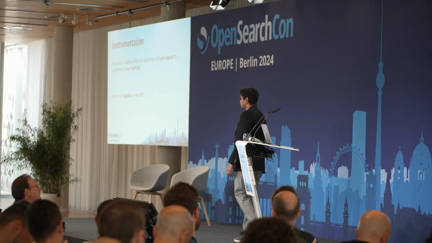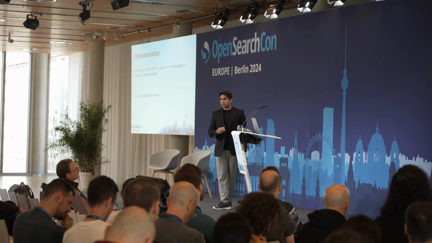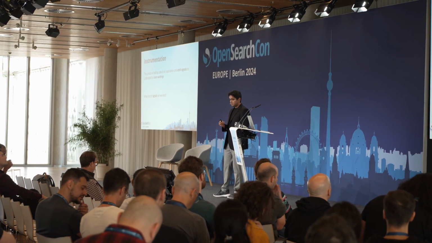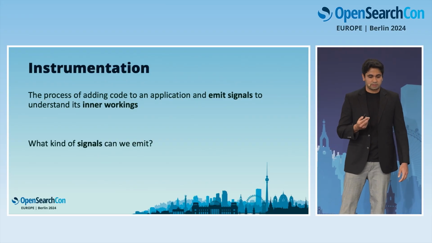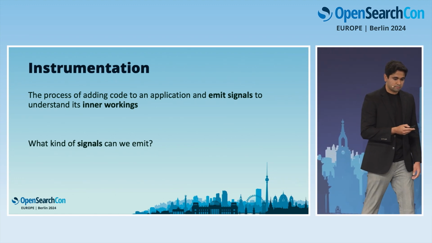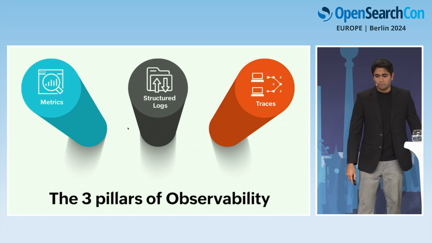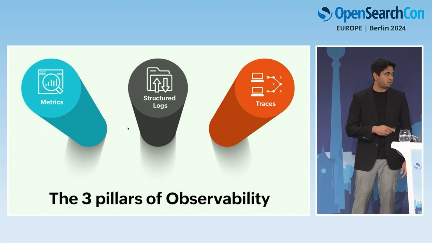So how do we achieve observability? So we achieve it using instrumentation. It's basically the process of adding code to a software service that emits signals to understand its inner workings. So what are these signals that we can emit from our software systems? So metrics, logs, traces. So these are the three pillars of observability.